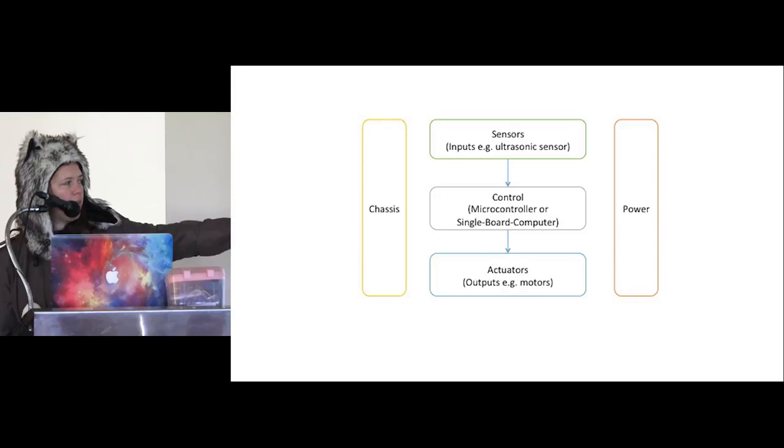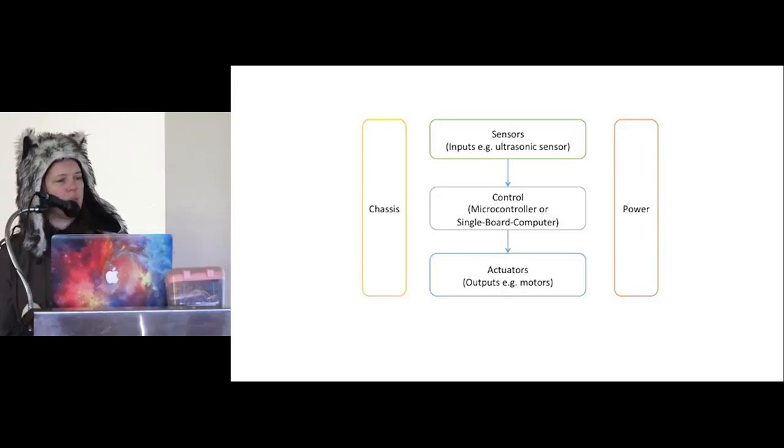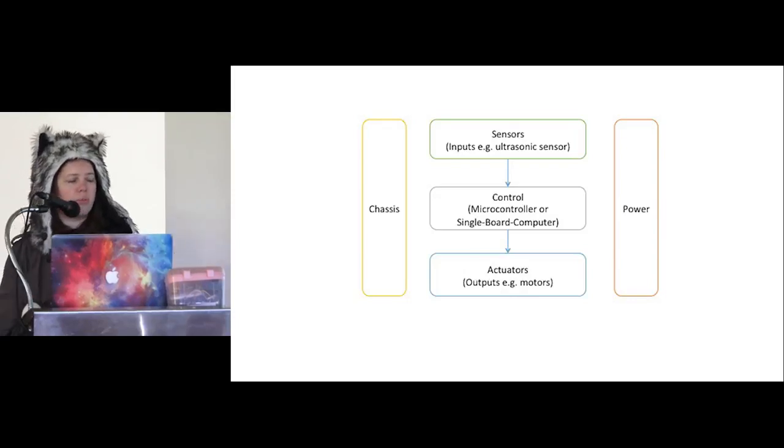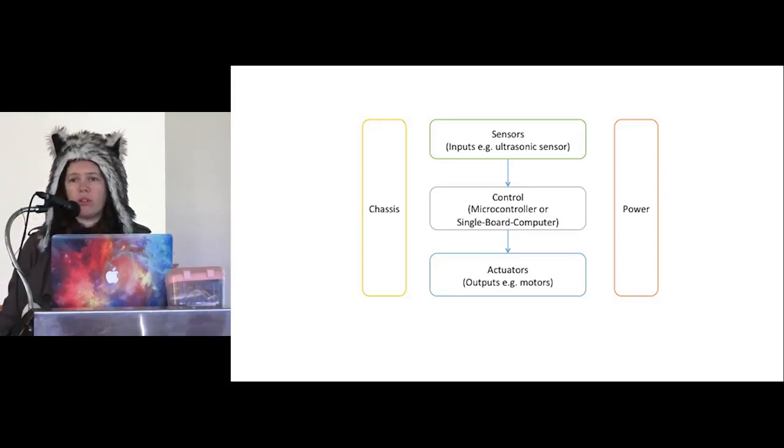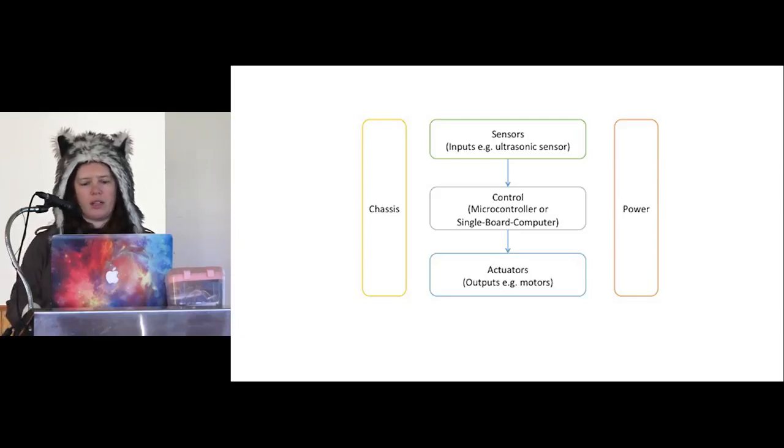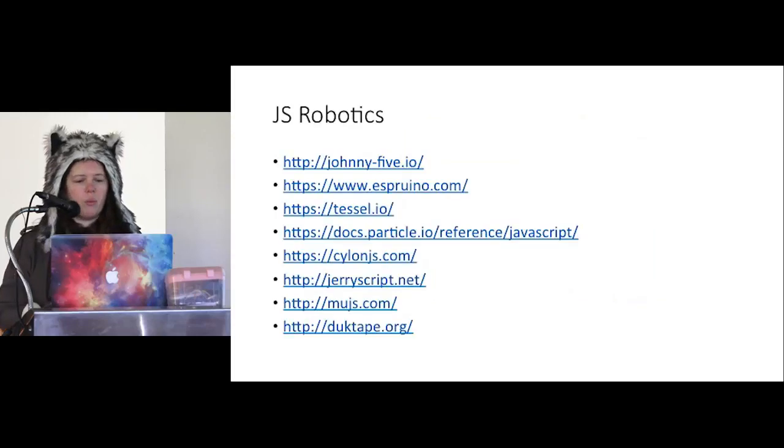You've got some kind of brain or control, so typically this will be a microcontroller or a single board computer like a Raspberry Pi. And then you've got your outputs or your actuators. These are things that do something. They cause some effect in the world. So there might be the motors that make the robot drive around, or they might be lights or screens or something like that. Now, we're interested in JavaScript, obviously.